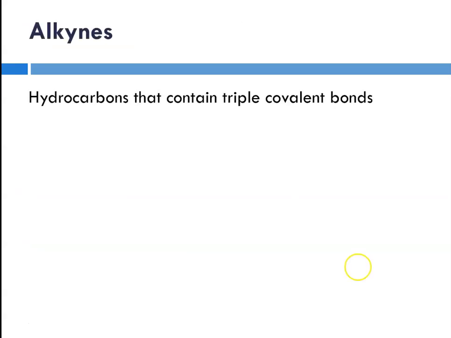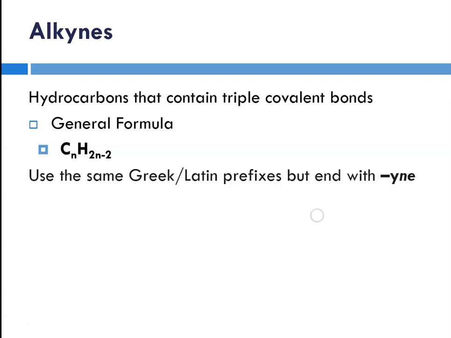And when we're talking about hydrocarbons that have triple bonds in them, those are the class known as alkynes. The general formula is CnH2n-2. We use the same Greek Latin prefixes, but we would end the name with "-yne". So alkane ends in A-N-E, alkene, E-N-E, and alkyne, Y-N-E.